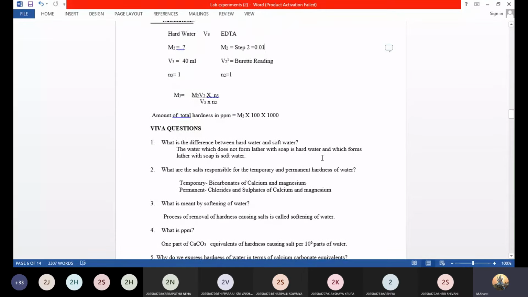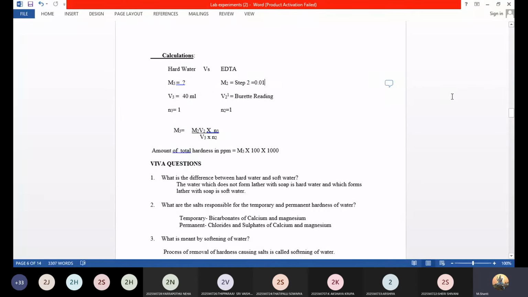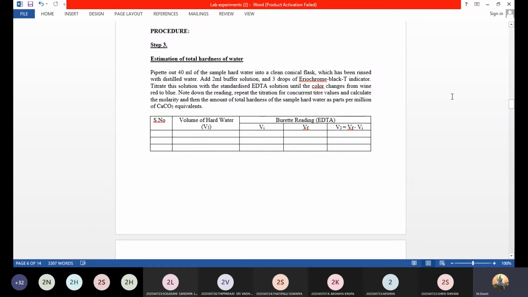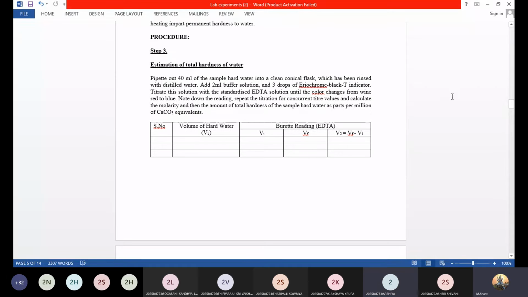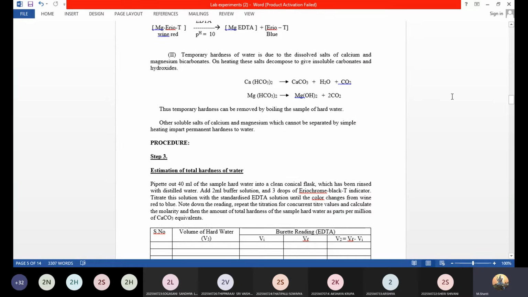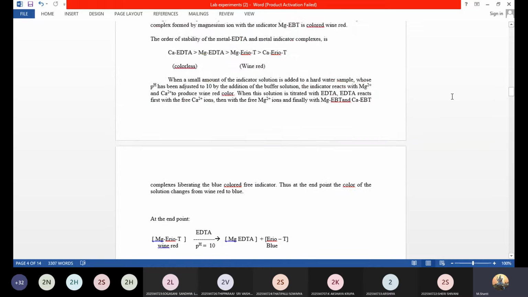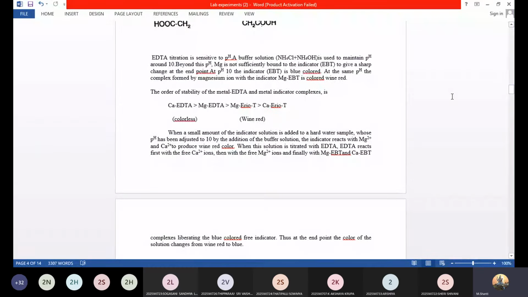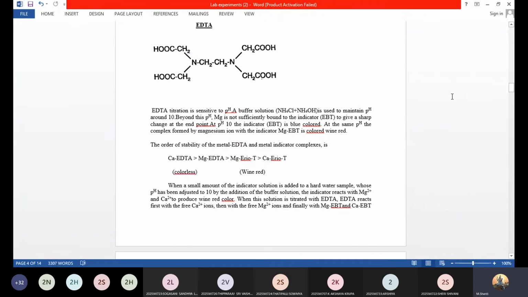Which buffer is used here? NH4Cl plus NH4OH. Very good. How to convert the molarity into ppm? Multiply with 10 power 5. Very good. How many steps are you doing in the lab? Only one step. Which type of salts causes permanent hardness? Chlorides and sulfates of calcium and magnesium. Very good.